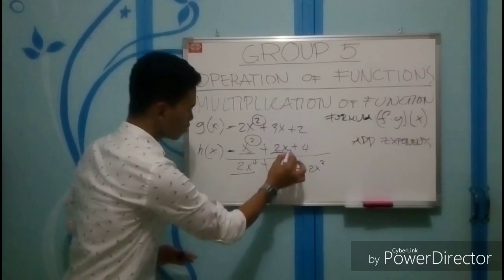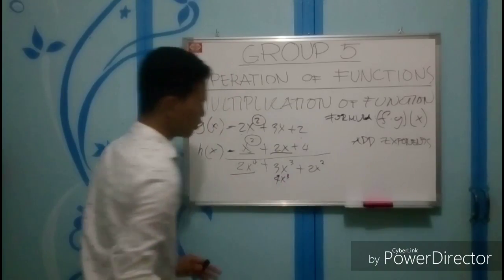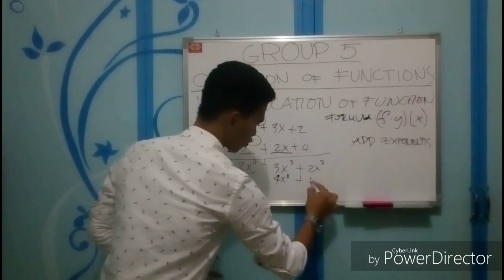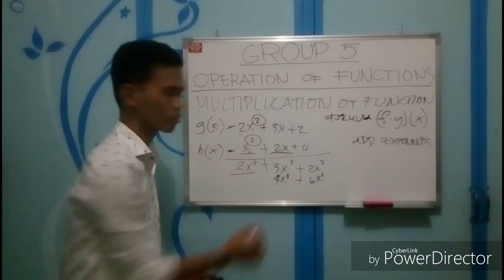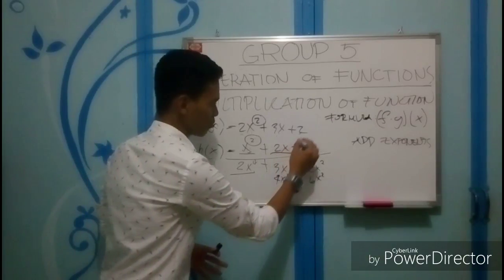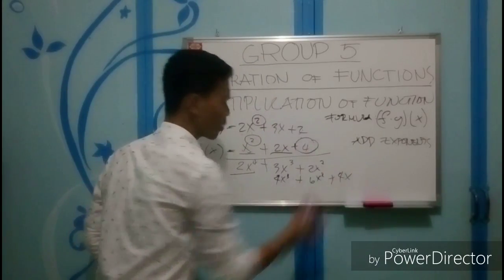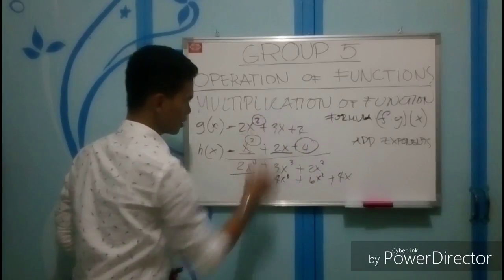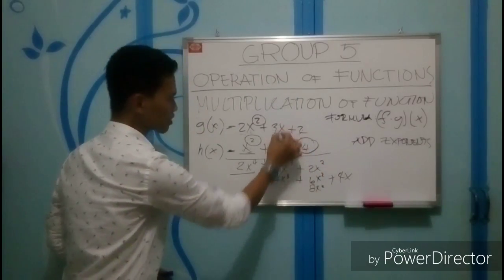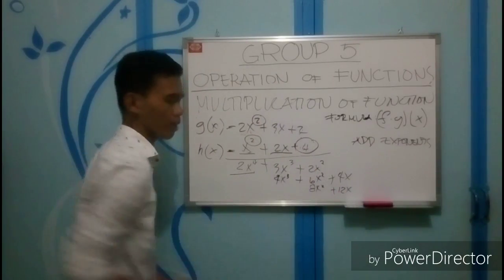So the next one is the 2x. 2x times 2x squared is equal to 4x cubed. Then next one, 2x times 3x is equal to 6x squared. So lastly, 2x times 2 is equal to 4x. Then the remaining one, 4 times 2x squared is 8x squared. Then 4 times 3x is 12x. Then lastly, 4 times 2 is equal to 8.